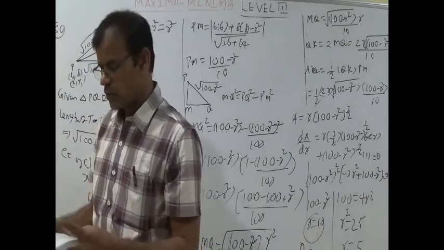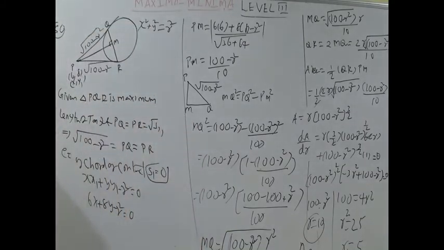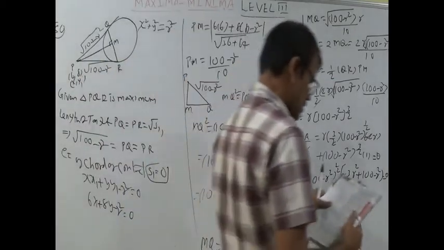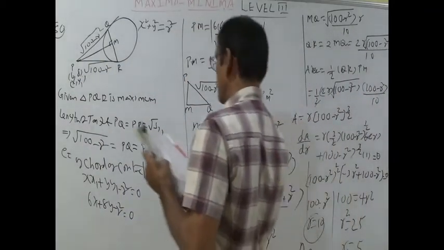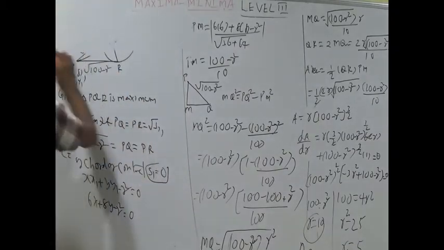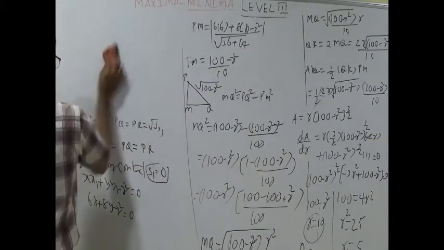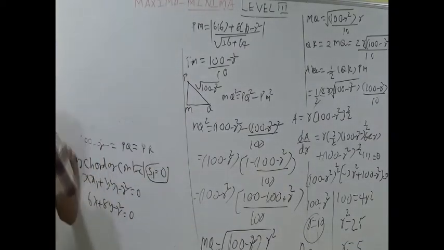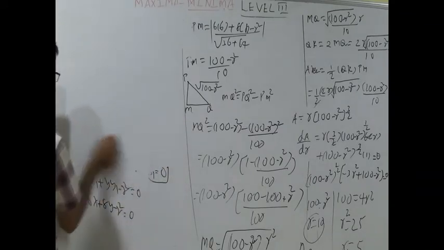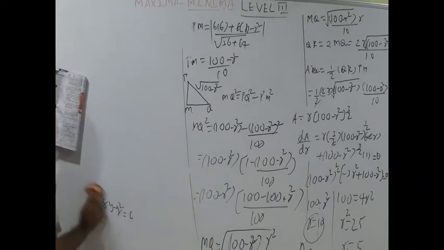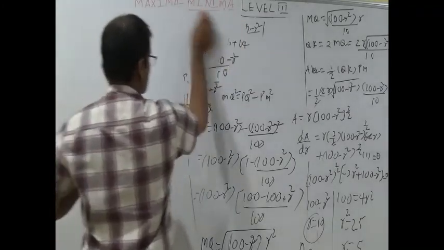Let us discuss question 51. The shortest distance of 0, 0 from the curve y is equal to e power x plus e power minus x, whole by 2.